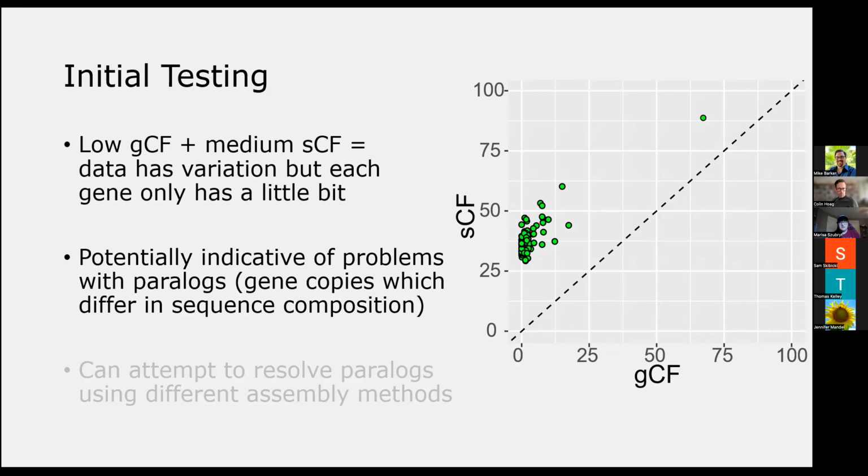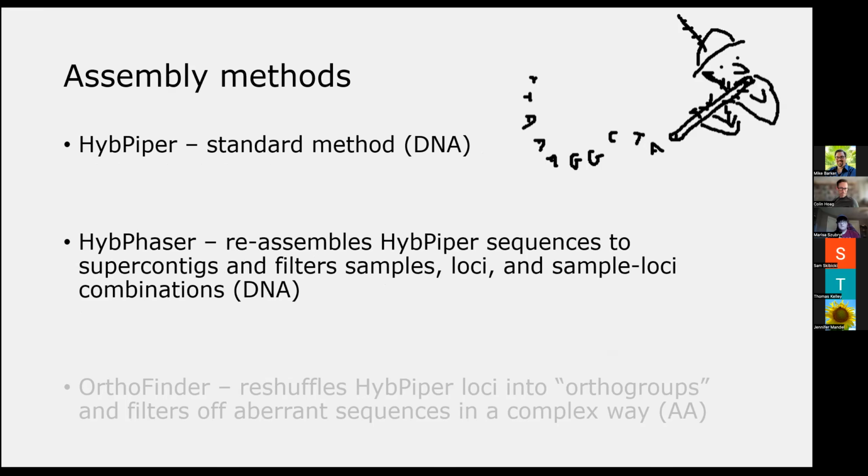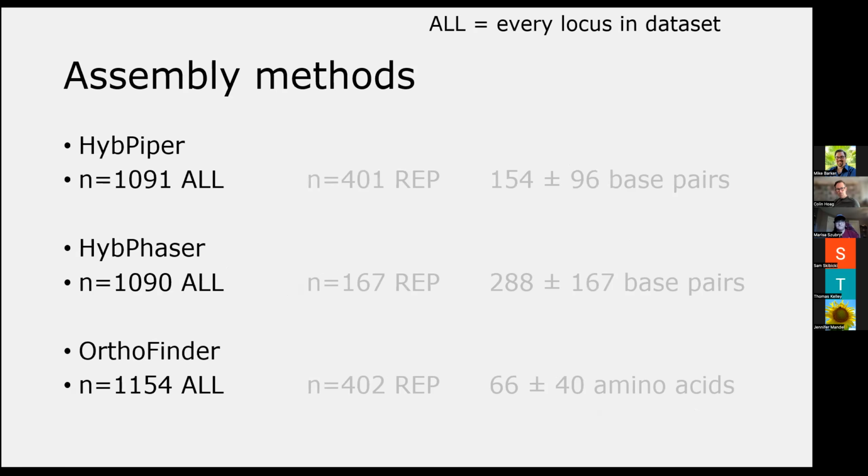We thought that paralogs might be responsible for this, so we tried to resolve the paralogs using a variety of different combinations of methods, first starting with different assembly methods. These included HybPiper, which is our standard assembly method. We also employed HybPhaser, which essentially rearranges HybPiper-derived loci to make supercontigs, then filters out various samples, loci, and sample-locus combinations based on a variety of factors. We also incorporated OrthoFinder, which reshuffles amino acid or protein sequences rather than DNA sequences in a more complex way to also try and filter out paralogous or highly divergent sequences.